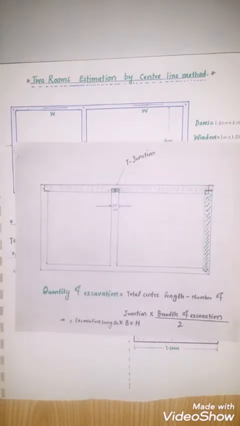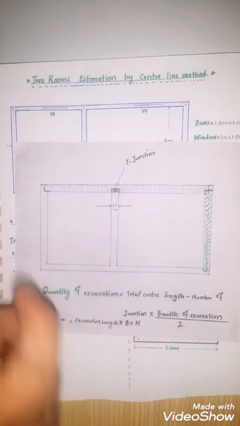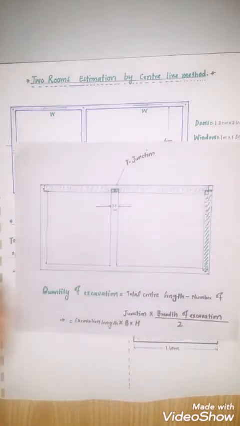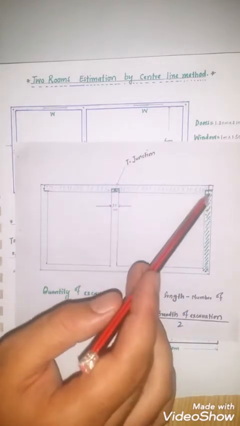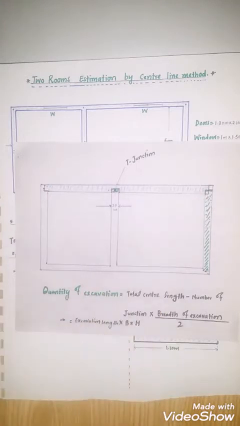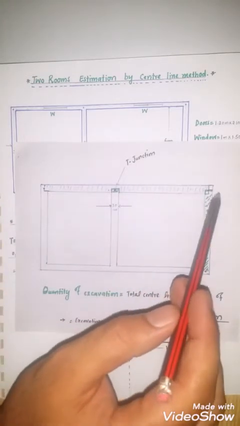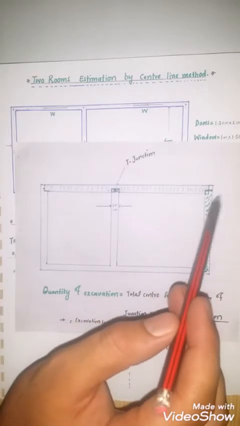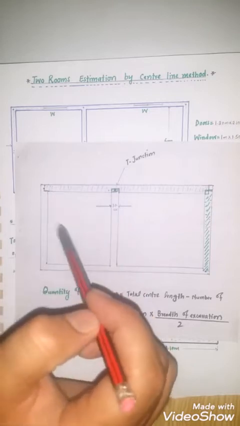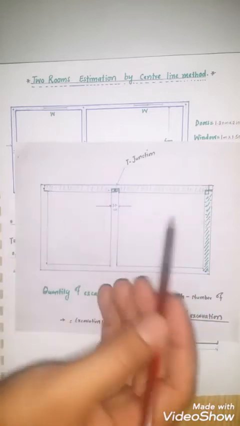Now I want to explain the concept of T junction and L junction. This is a T junction and this is an L junction. In an L junction there will be no deduction, and in a T junction there will be a deduction. Why? Now I explain for you.